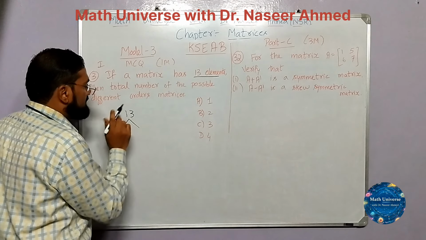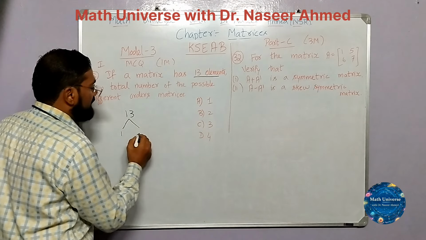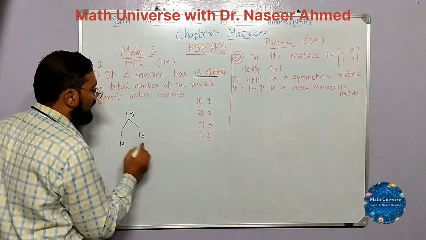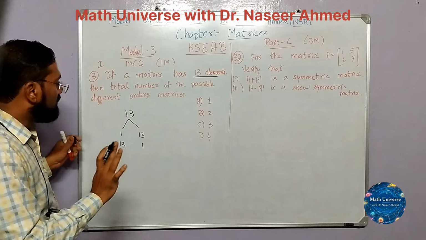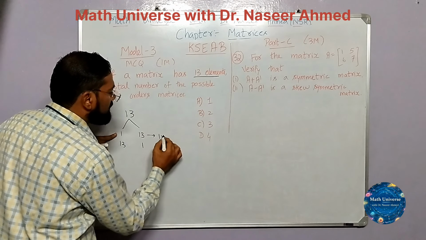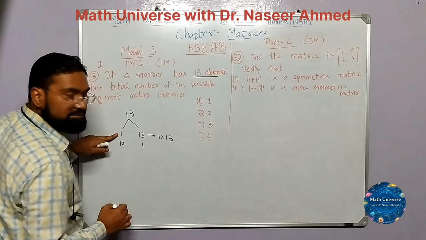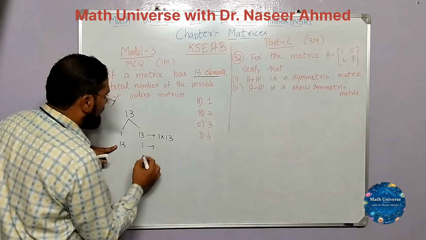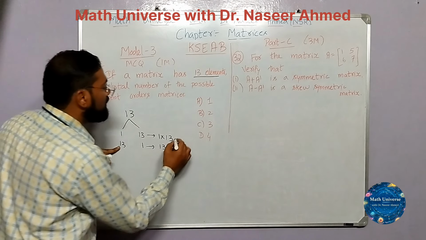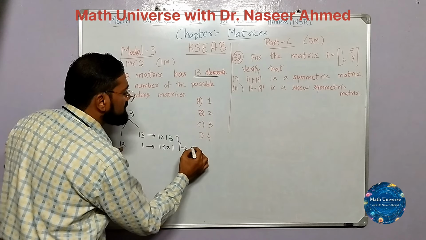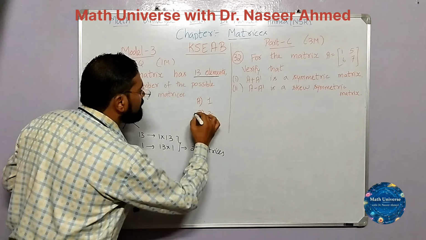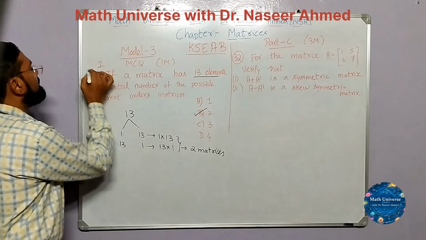So 1 into 13 is 13. It is divisible by 1 as well as 13. So 13 into 1. Other than this, there are no factors for 13. So because of this, I have order 1 cross 13, nothing but 1 row and 13 columns. And because of this factor, I have 13 cross 1, nothing but 13 rows and 1 column. Totally, how many such matrices are possible? 2 matrices. So only 2 such matrices are possible. So option B will be correct.